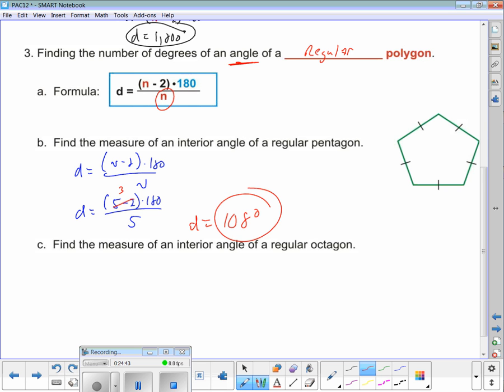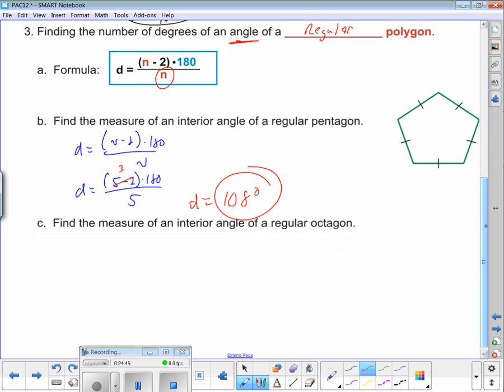108 degrees. So if I had the time, I would again measure this with my protractor. But this is 108 degrees. This is 108 degrees. This is 108. This is 108. And this is 108 because it's a regular pentagon.